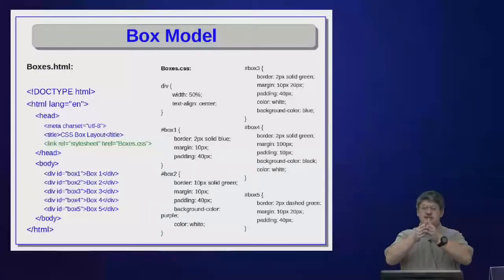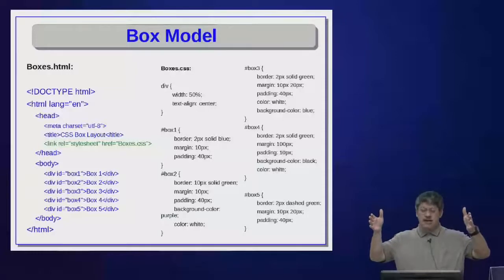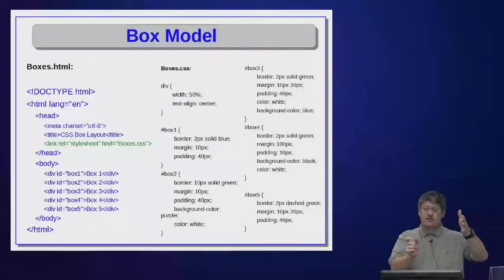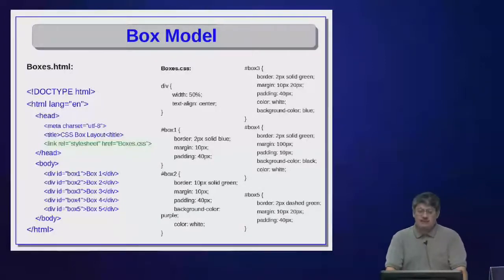So my boxes are going to take up half the width of the page, and the words box 1, box 2, box 3, box 4, box 5 will be centered inside those rectangles. I'm going to give box 1 a border. It's going to be 2 pixels wide, and it'll be a solid blue border all the way around the box. I'm giving it 10 pixels of margin and 40 pixels of padding.